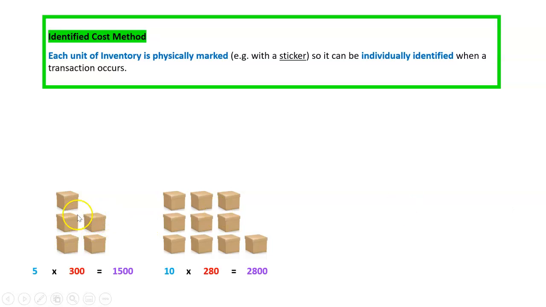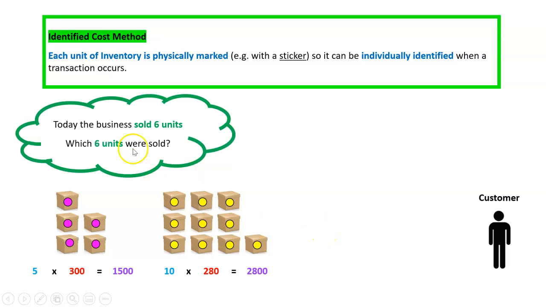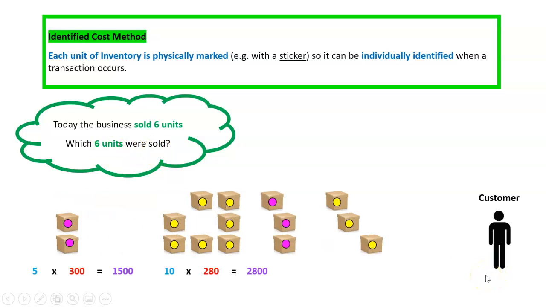So let's just take our 2 piles here. In reality, what we do with this method is there'd be something distinctive about them, like a sticker or a label. In this case, these $300 units have got pink stickers on them, and the $280 units have got yellow stickers on them. Now we can answer this question. Today, the business sold 6 units. Which 6 units? It totally depends which 6 the customer grabbed. Let's assume they grabbed those ones.